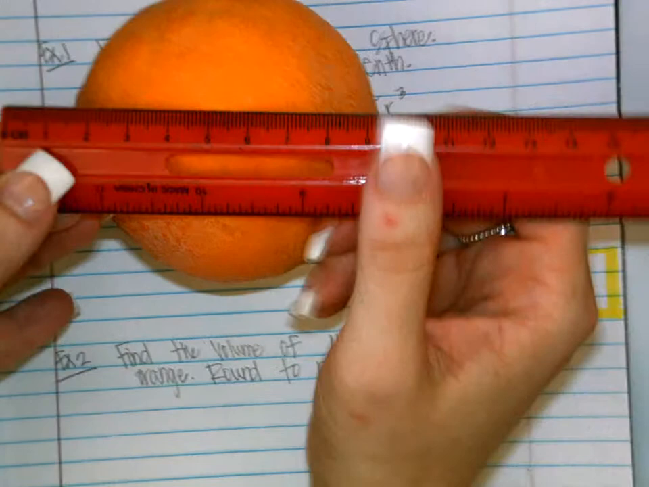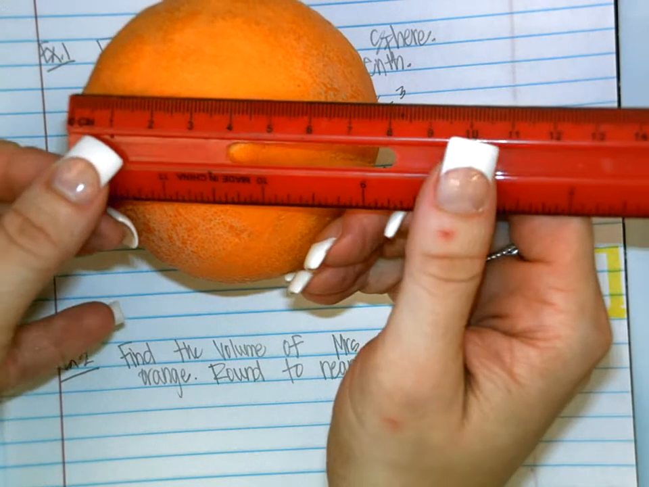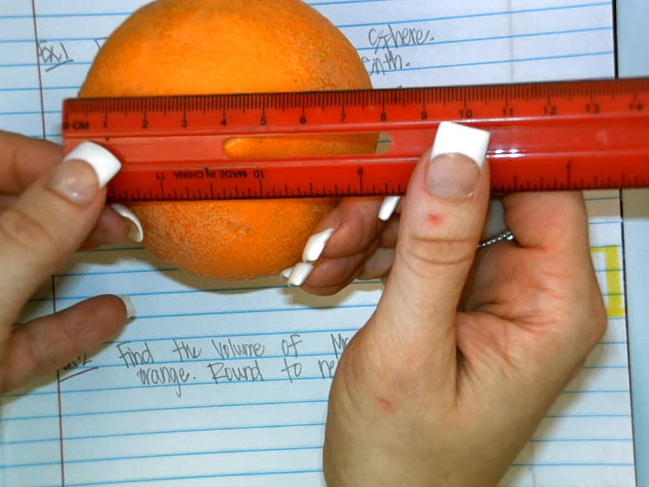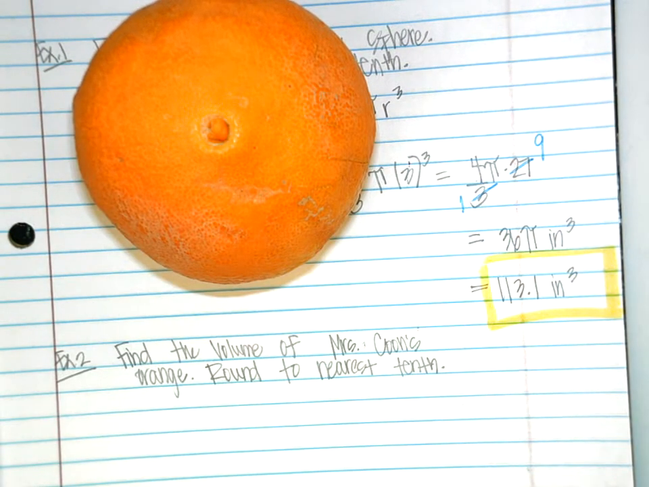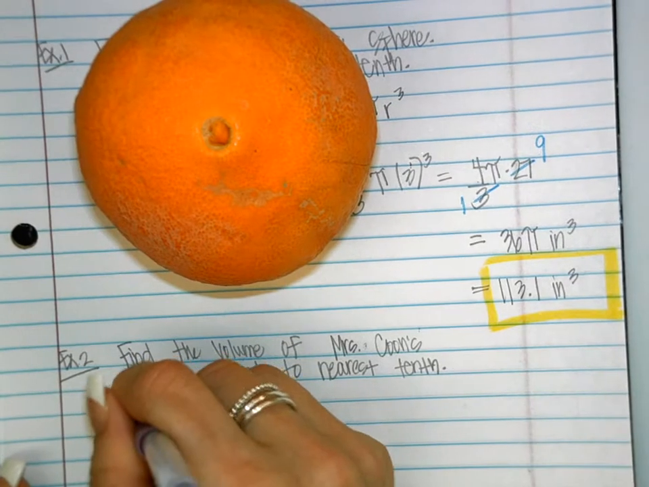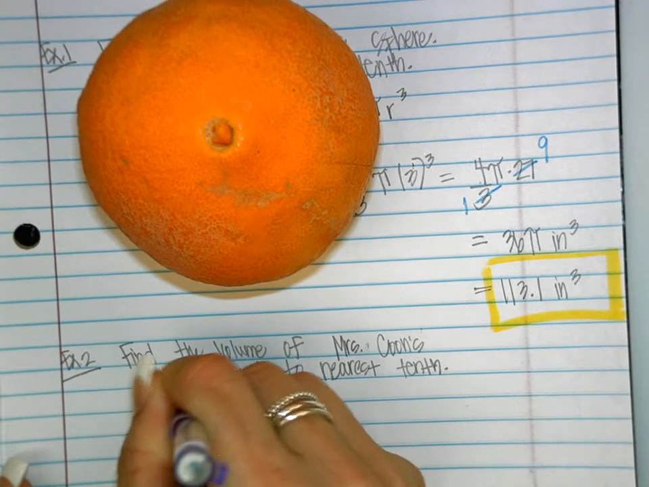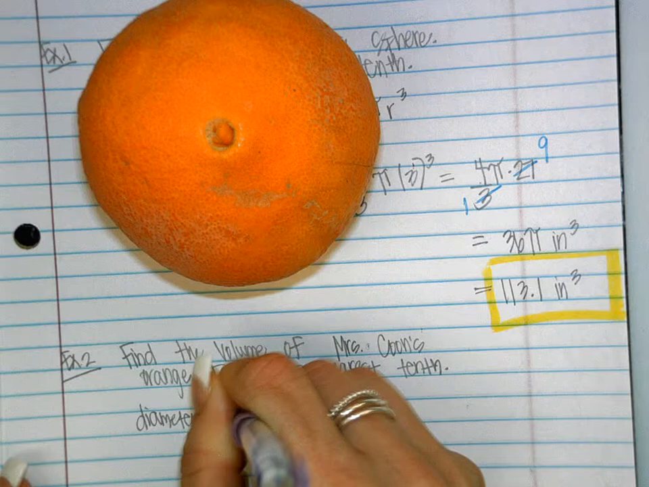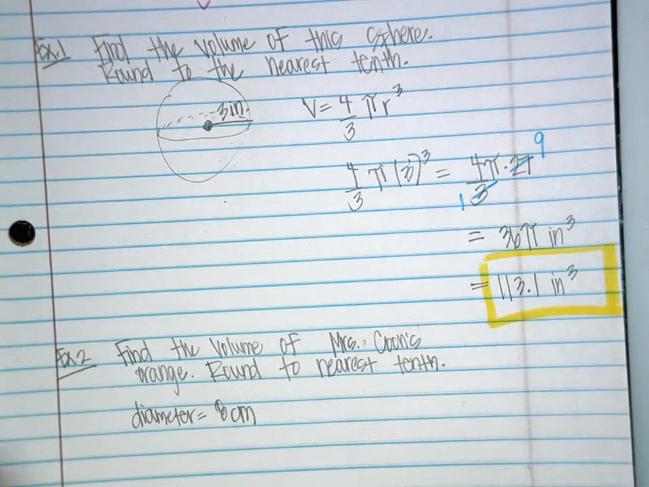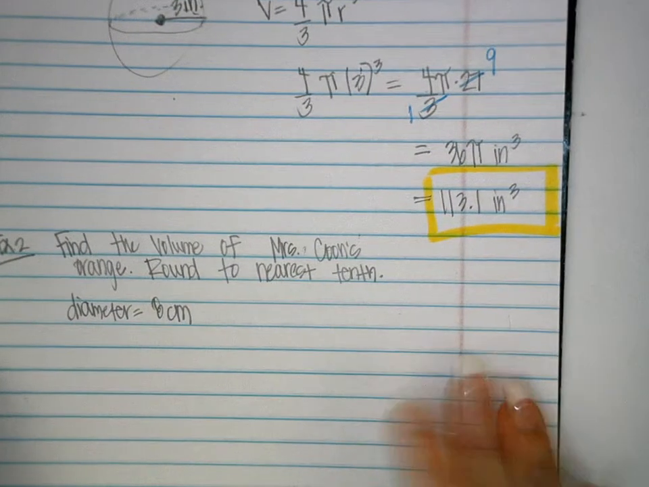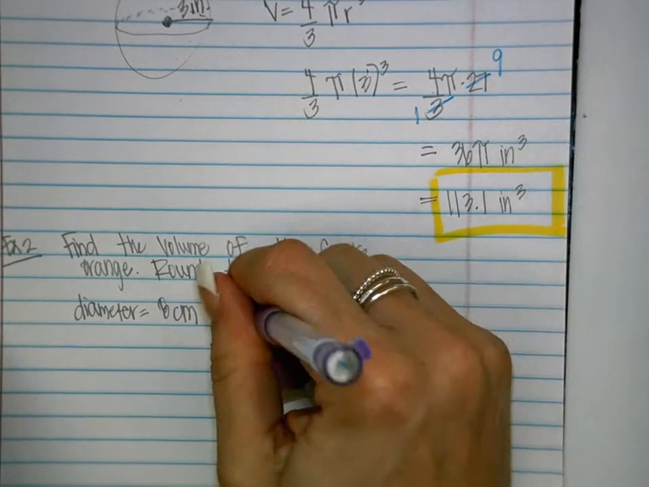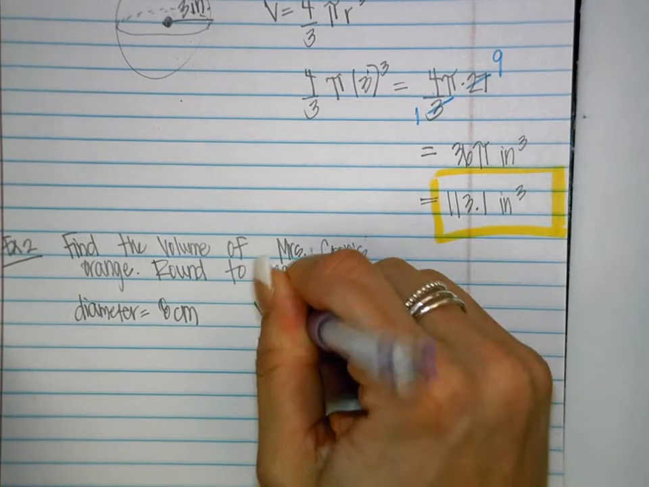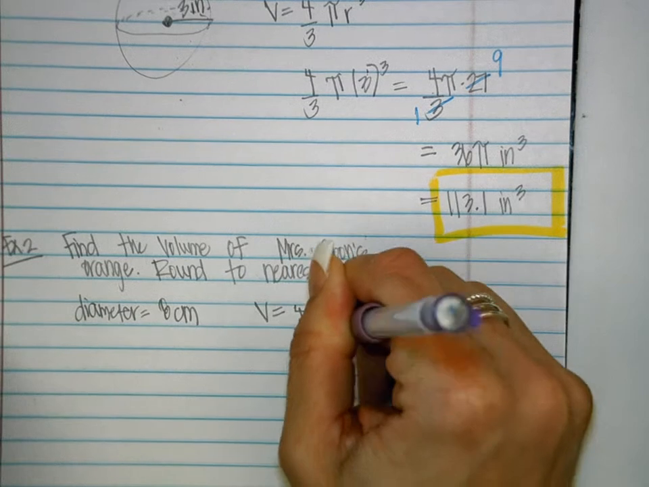Okay, so the volume of my orange, let's see, it looks like the diameter is 8 centimeters. What I need here is, don't you touch my orange. So here, the volume is equal to 4/3 times pi times radius cubed.